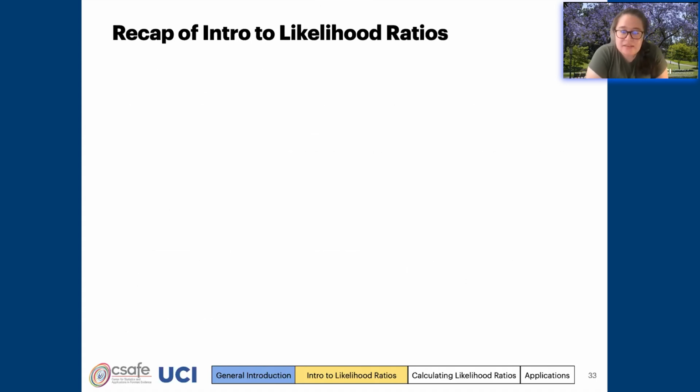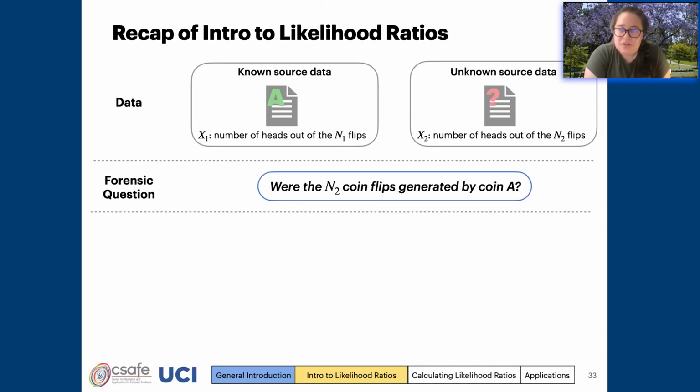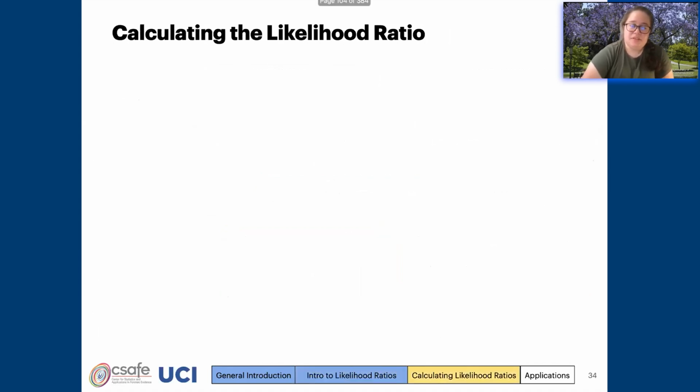So I'm getting to the end of section 1 of the webinar. So I'll just recap everything that we've talked about so far in this intro. So in our toy example, we have the data, which has these two pieces. It has the known source data and the unknown source data. We also have our forensic question, were these N2 coin flips generated by coin A? And we have our source propositions, the same source proposition and the different source proposition. And we have this concept of the likelihood ratio. So what we'd like to do next is actually find a way to get our value of the likelihood ratio in this example. So that will lead us to section 2, which is calculating the likelihood ratio.